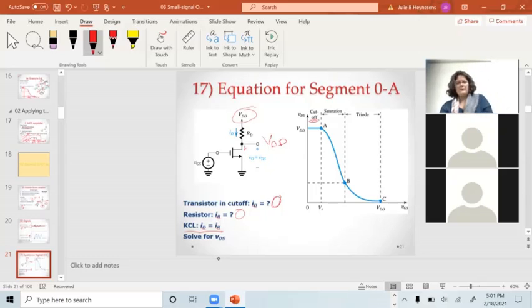So we can see for this part of our voltage transfer curve is that when VDD is high and we're in cutoff, that corresponds to ID being 0. Okay. This is also an NMOS inverter too.